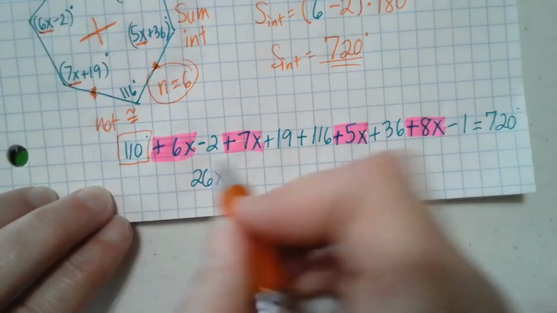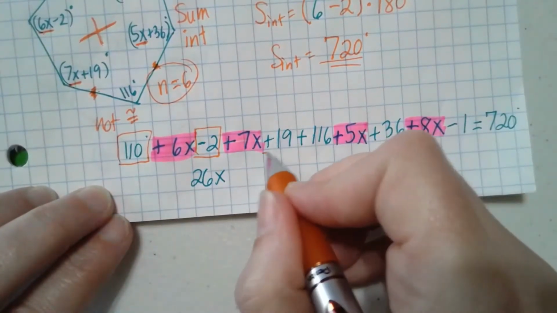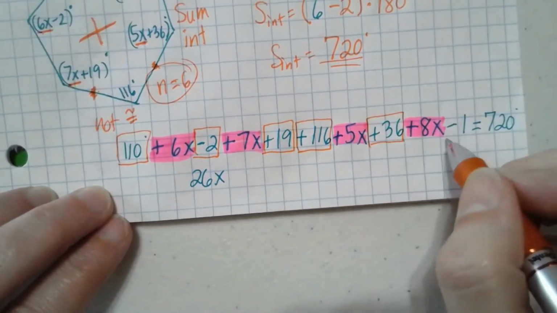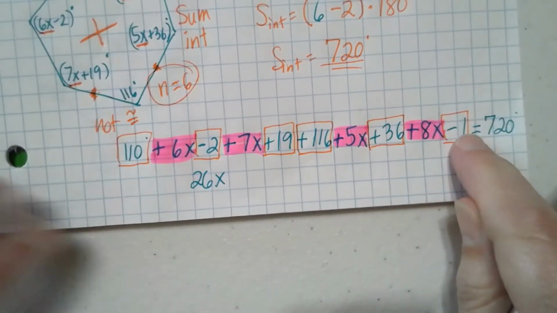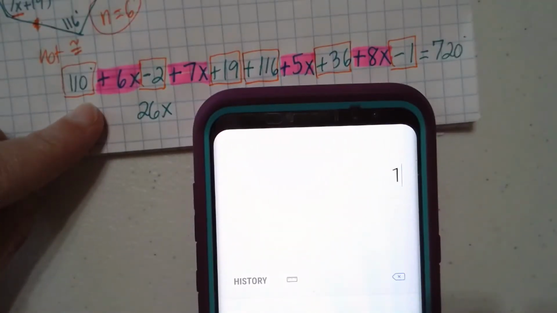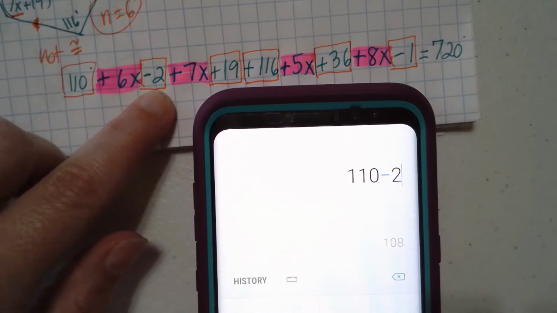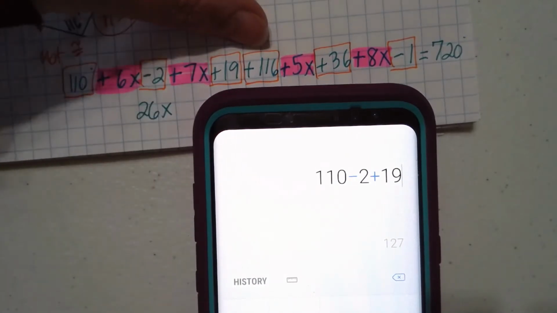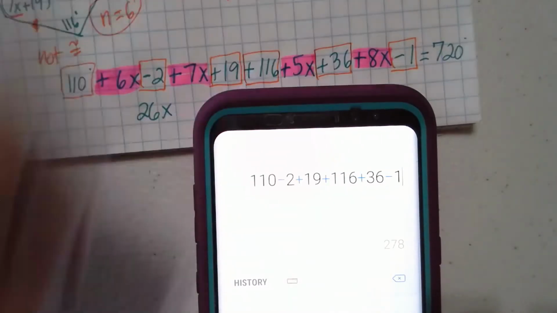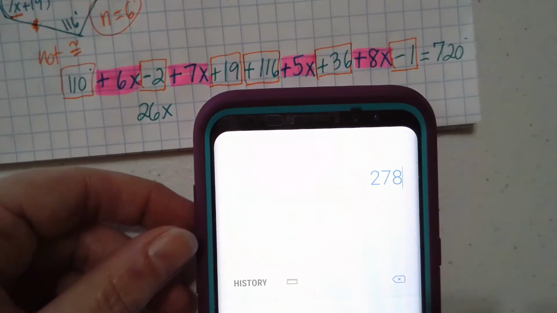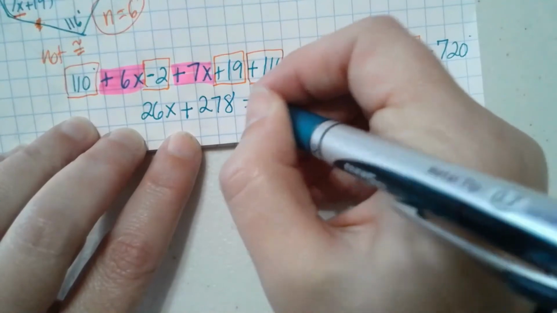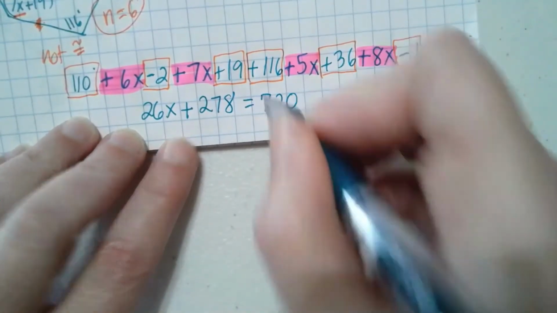So we've got this 110. Take away 2. Add 19. Add 116. Add 36. Take away 1. So I'm going to do that in my calculator. 110 take away 2 plus 19 plus 116 plus 36 take away 1. And all of that together makes 278. A positive 278. And then we got that 720 over there by itself.